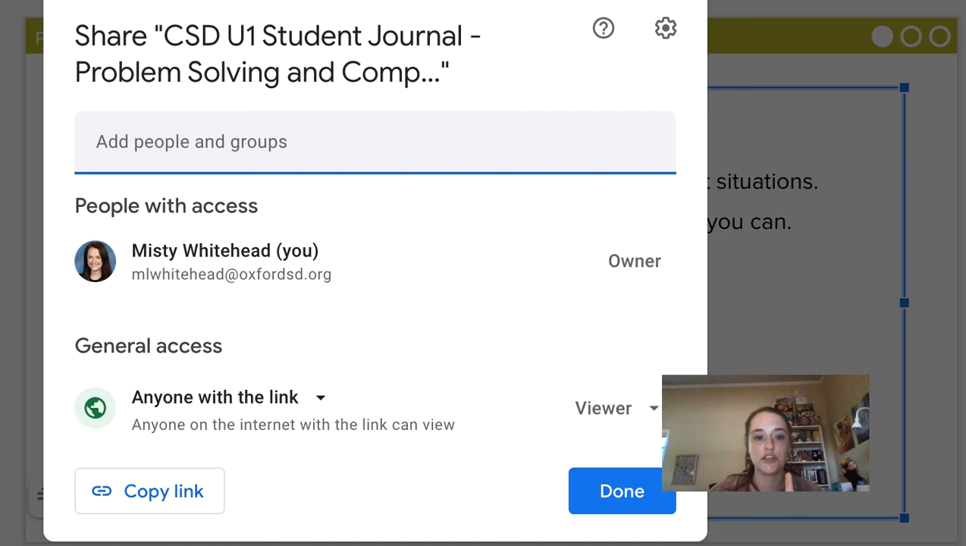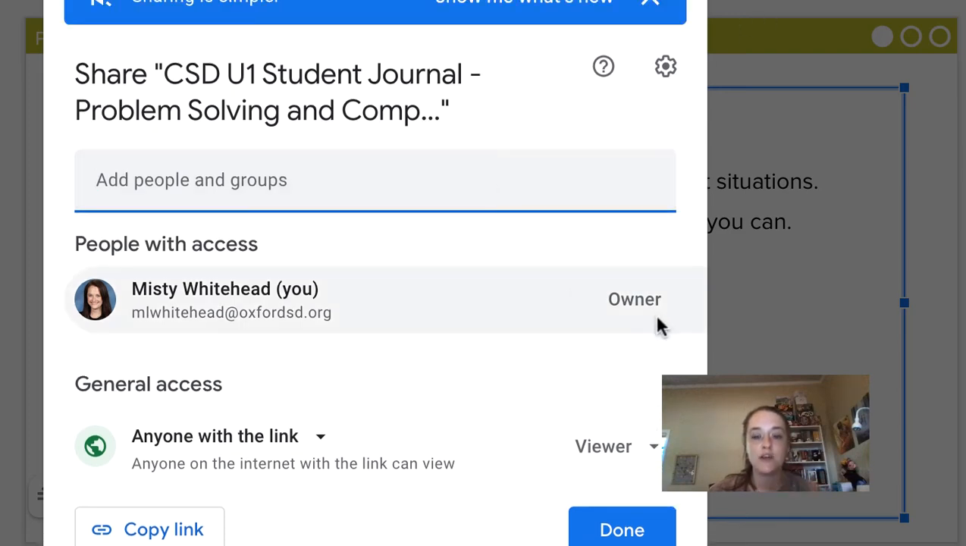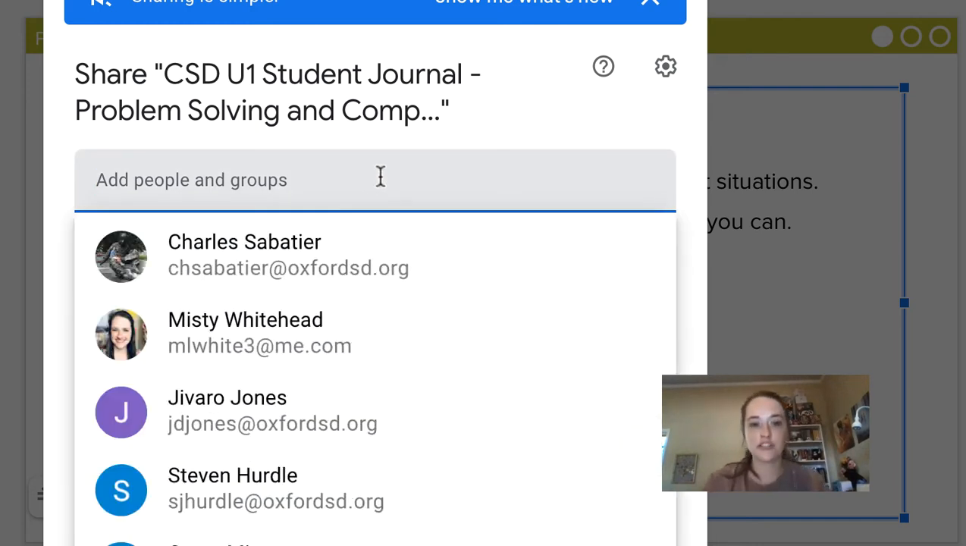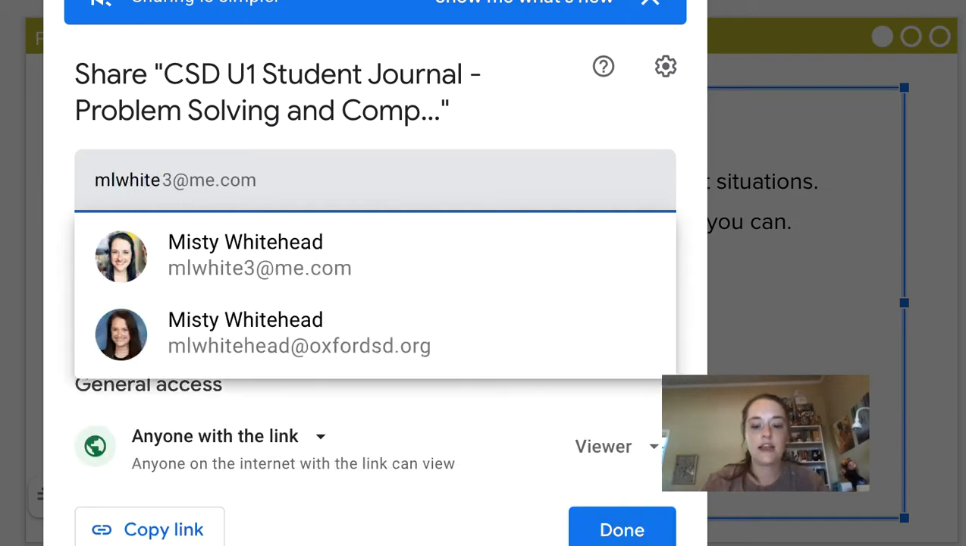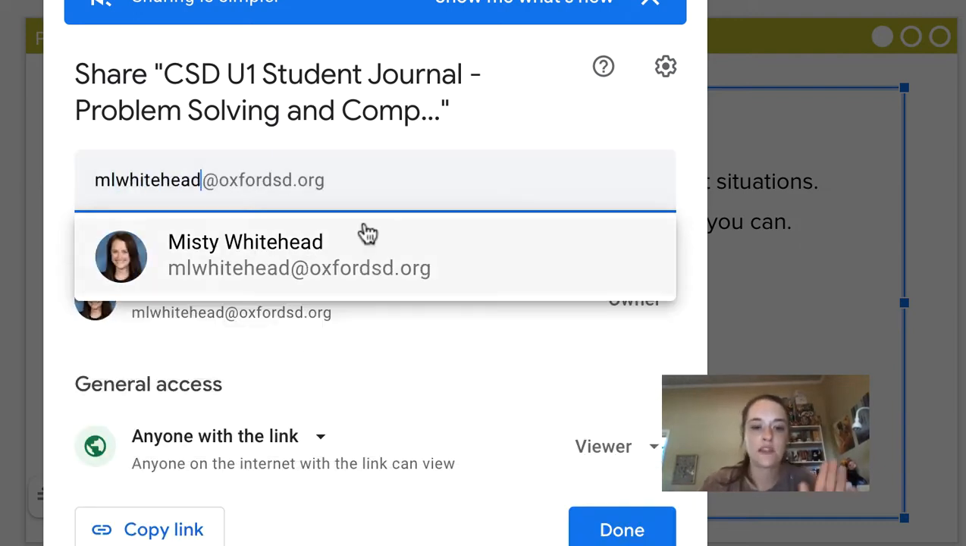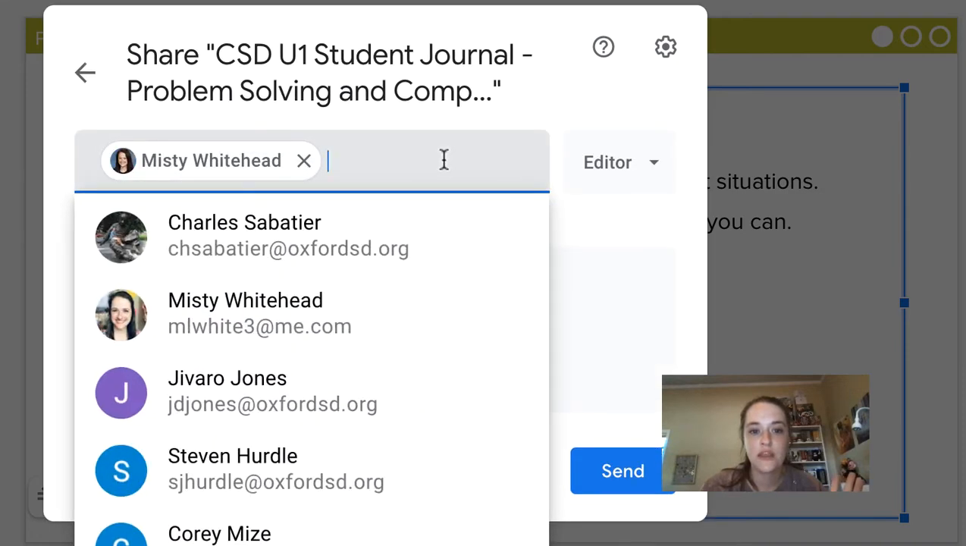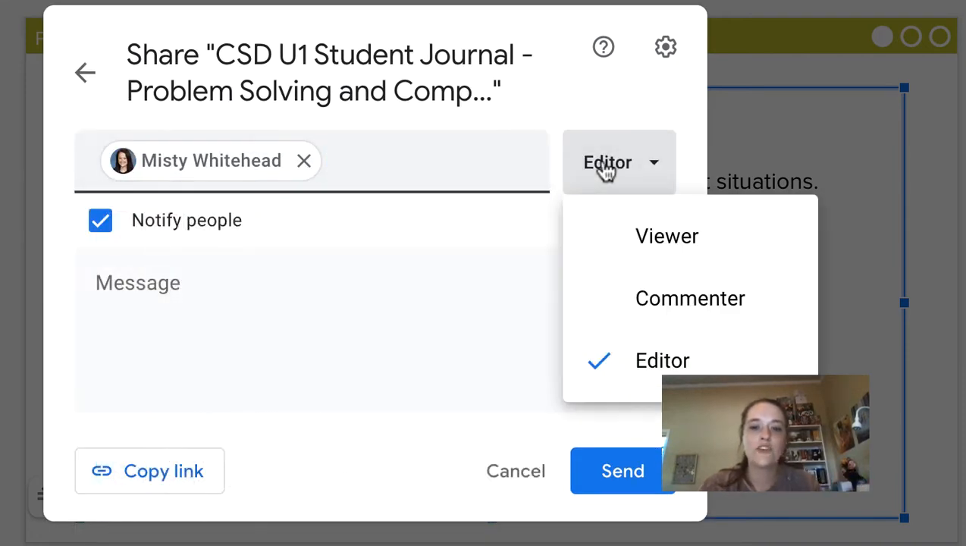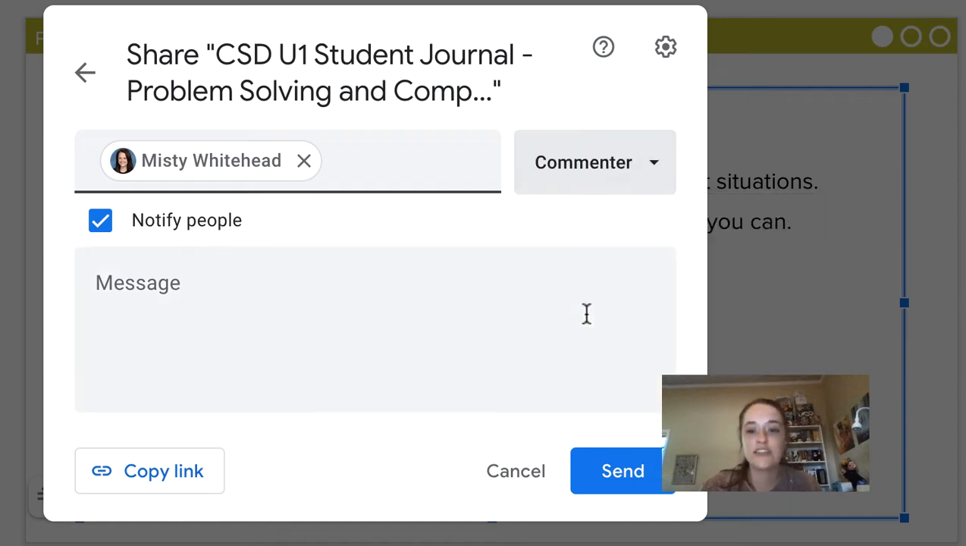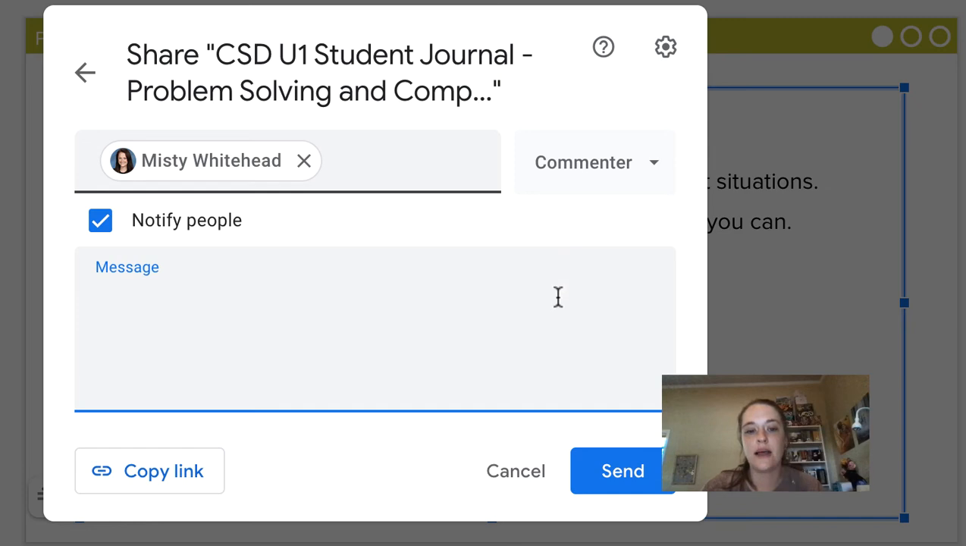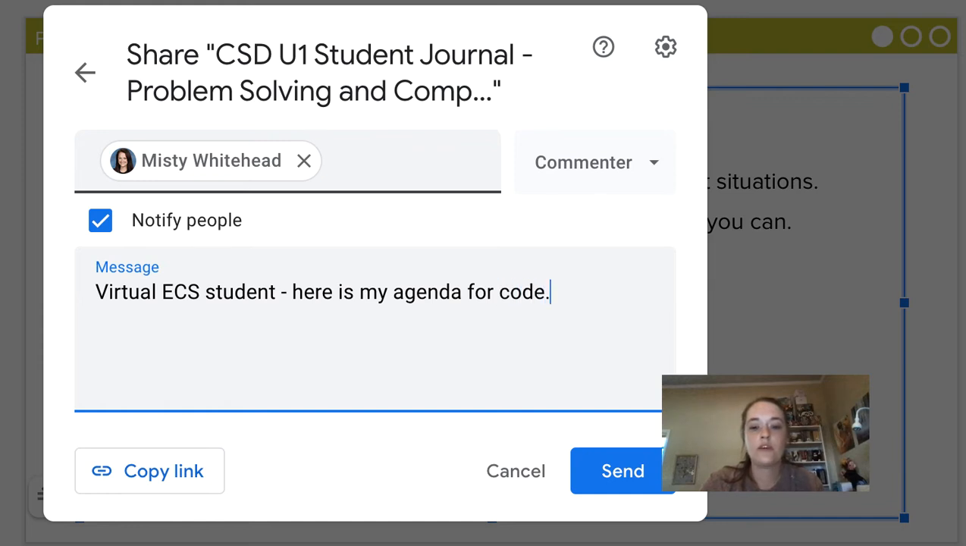Okay, so what I want you to do, click share. Mine says I'm the owner, of course. Okay, yours is gonna say you are the owner. And what I want you to do is share this with me and Emma Whitehead. And this is the email that I want you to use, okay? You can leave it as editor, you can change it to commenter, and I'm fine with that. Okay, and then for the message, you can say, virtual ECS student, here is my agenda for code.org Unit 1. All right, and then you can just click send.